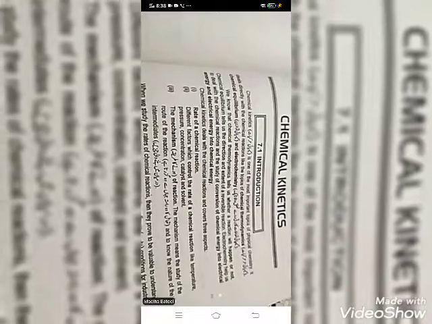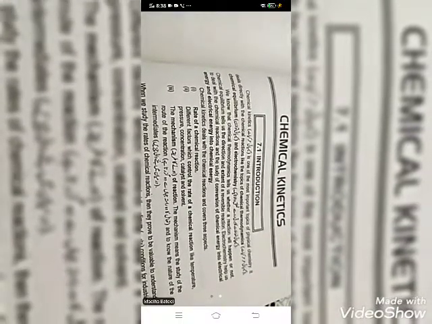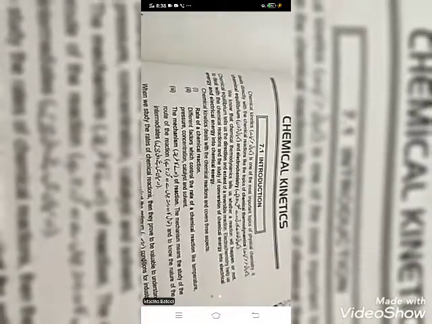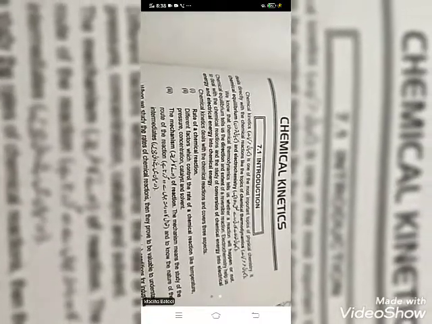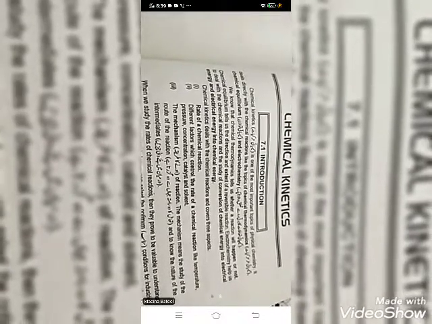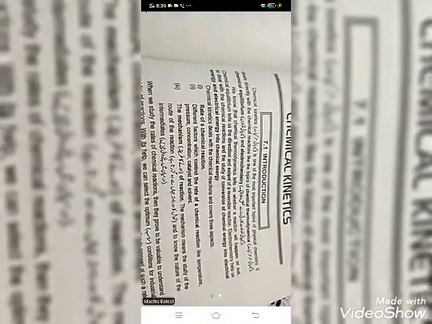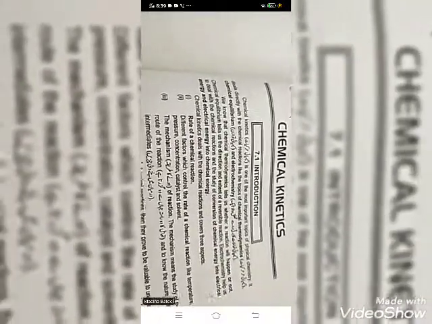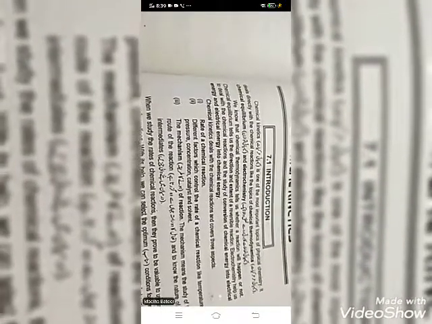Chemical thermodynamics doesn't tell us about the rate of reaction. Thermodynamics deals with heat changes, and chemical kinetics basically deals with change in concentration per unit time. So when we need to know the reactivity rate, your rate of reaction, then we have to know about the chemical kinetics of that reaction.